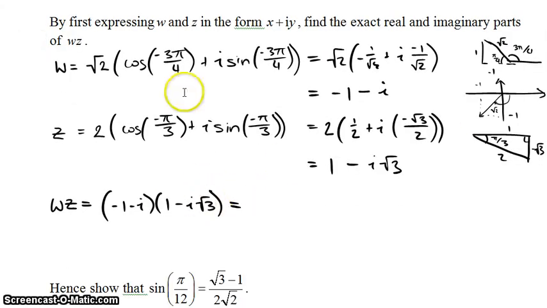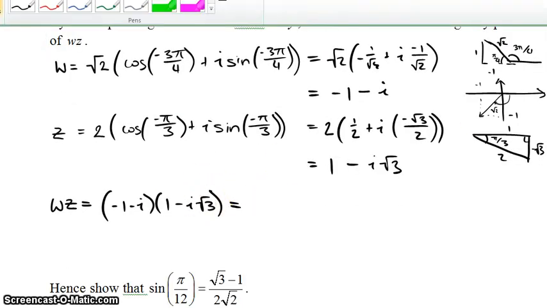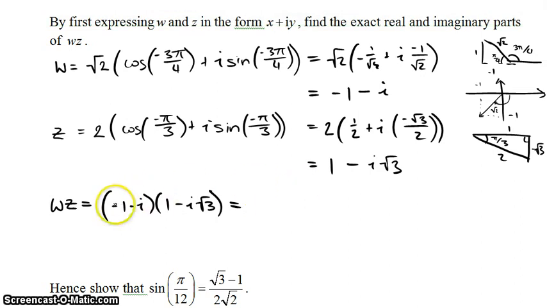So I would get 1 times minus 1 is minus 1. Minus 1 times minus i root 3 will give me plus i root 3. Minus i times 1 will give me minus i. And minus i times minus i root 3 will give me plus i squared root 3.